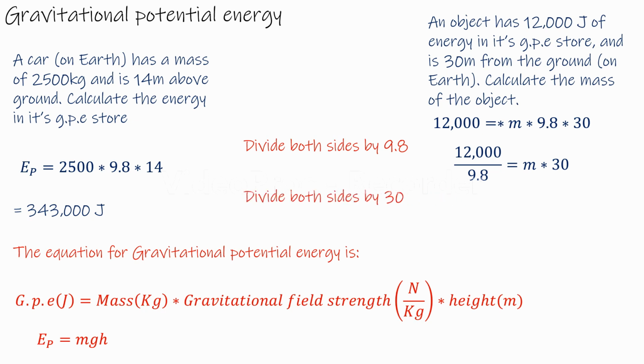And then again, we're just going to divide both sides by 30. And this will leave us with 12,000 over 9.8 times 30 equaling m. Putting this in a calculator, we get an answer of 40.82 kilograms.